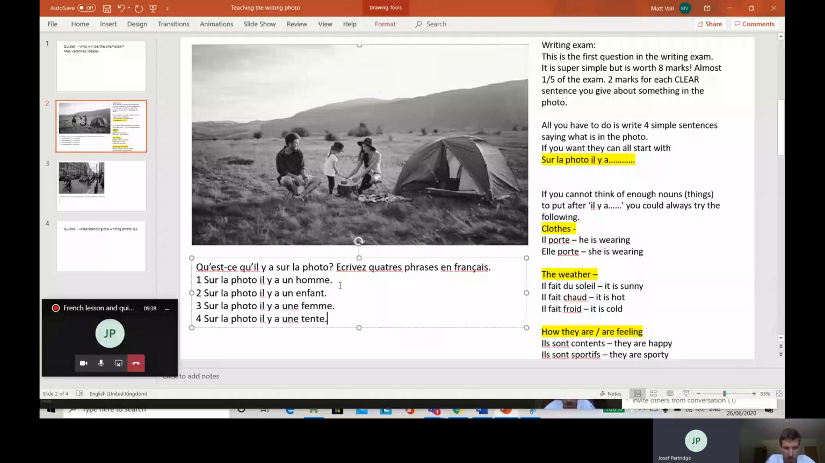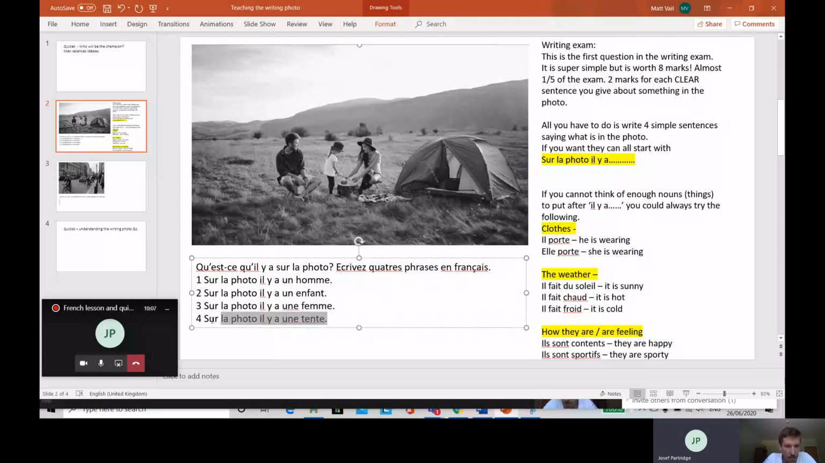The other mistake I often see when I'm marking for the exam board is students often add lots into the same sentence. They might say, sur la photo, il y a un homme, et une femme, et un enfant. Well, all you've done there is give me 3 answers in the first one, which is a waste. You're still only going to get 2 marks for that. You might as well use them in all the other answers, to allow you to have enough things to say to get your 8 marks.